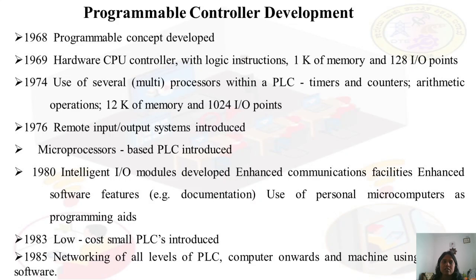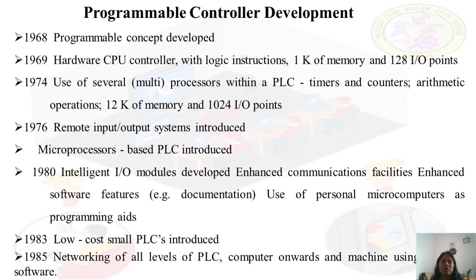First in 1968, the programmable concept was developed. Then in 1969, hardware CPU controller with logic instructions, 1K of memory and 128 IO ports. Then in 1974, use of several processors within the PLC. Then many functions were also incorporated, like timers, counters, arithmetic operations, 12K of memory, and IO points were increased to 1024.